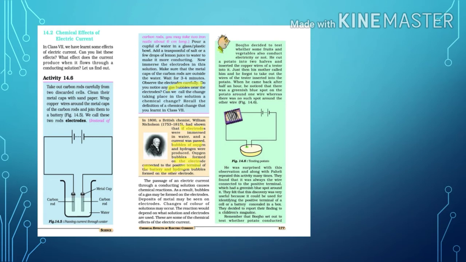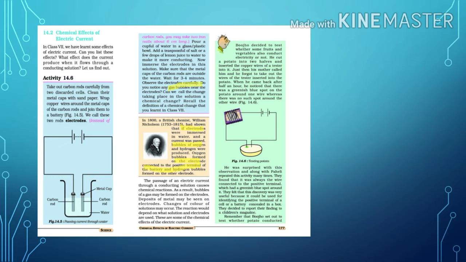This is the point to note: bubbles of both oxygen as well as hydrogen formed, but oxygen bubbles formed where the electrode is connected to the positive terminal of the battery, and at the negative terminal the hydrogen bubbles are formed. So why is it like that?